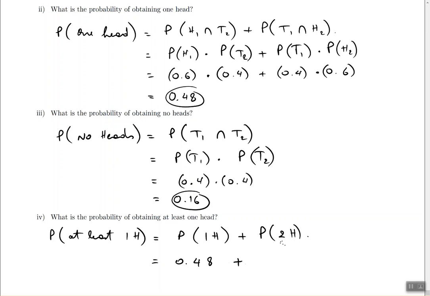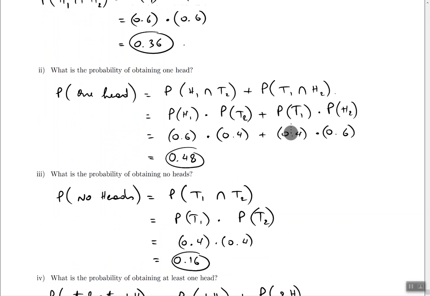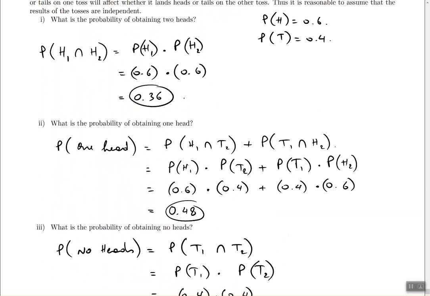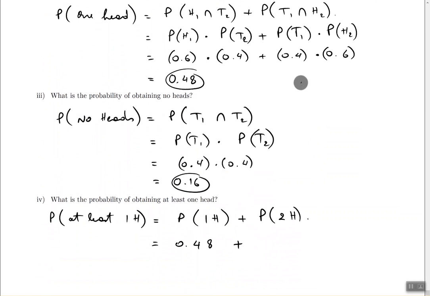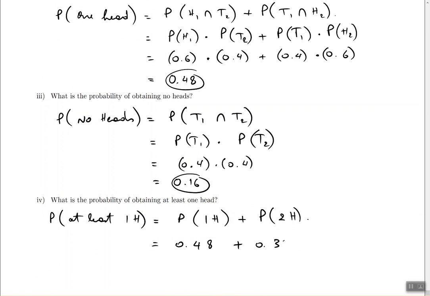And what's the probability of getting 2 heads? I think we did that as well. That was the first option, 0.36. And calculator again. So 0.84.